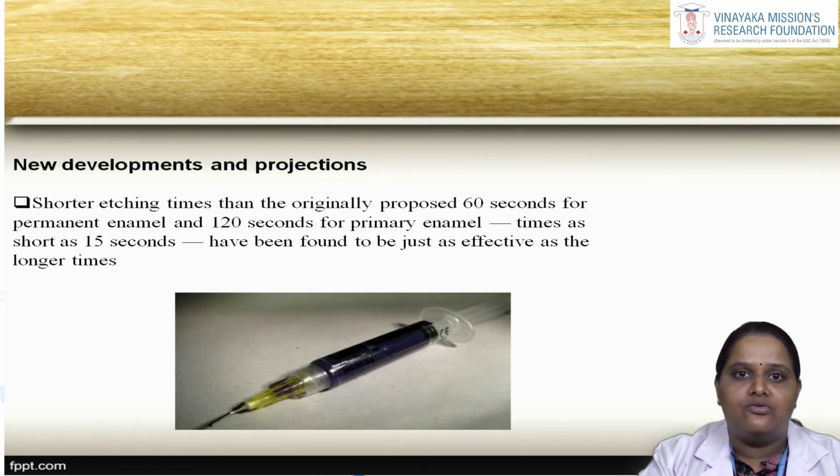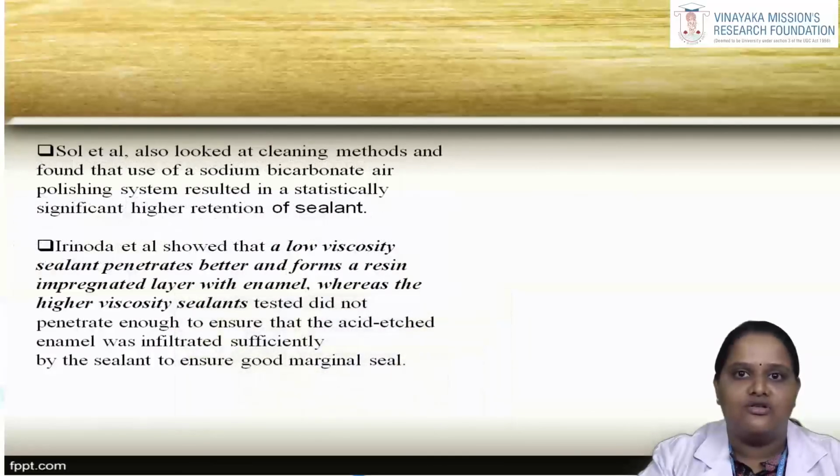So, moving on to the new developments and projections in the use of sealants: shorter etching times than the originally proposed 60 seconds for permanent enamel and 120 seconds for primary enamel, times as short as 15 seconds, have been found to be just as effective as the longer etching times. Sol et al. also looked at cleaning methods and found that use of a sodium bicarbonate air polishing system resulted in a statistically significant higher retention of sealant.